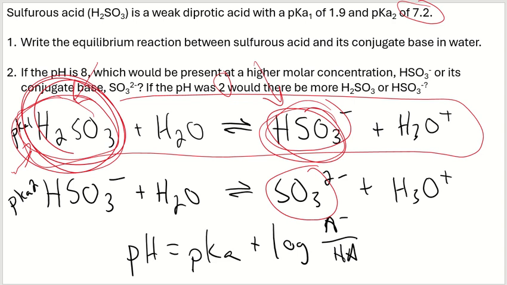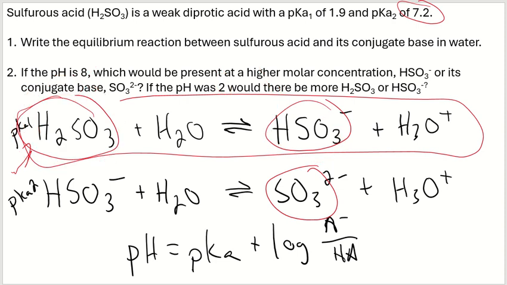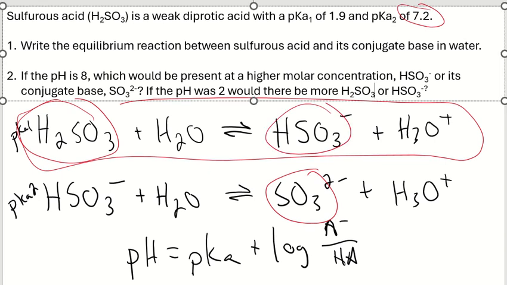So that is how you solve problems where you have to determine if you're going to have more of the acid or the base. You compare pH and pKa, and we derive our answer from the Henderson-Hasselbalch equation. Keep in mind when you have polyprotic acids, they have more than one hydrogen present. Each one can be released, and each one of those has a specific pKa value.